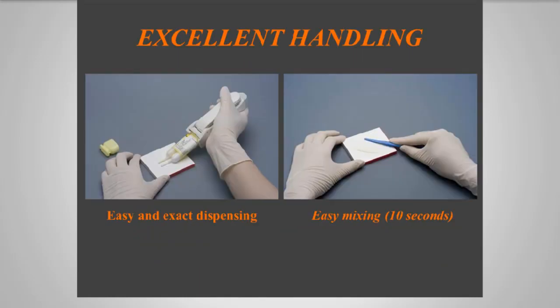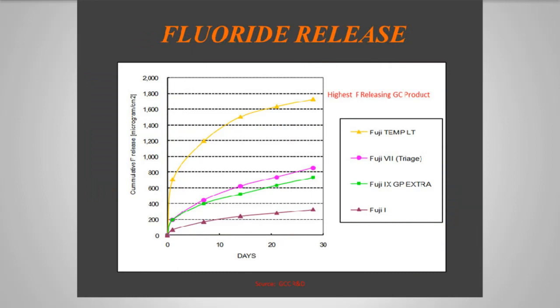Fuji Temp LT is really easy to handle. It comes in a dual barrel syringe that you can mix easily on a pad within a few seconds, load your provisional in place. The one interesting thing about this particular product, it has the highest fluoride release of any of the cements in the category, provisional or otherwise, which again, as a provisional cement, I think is an added bonus.